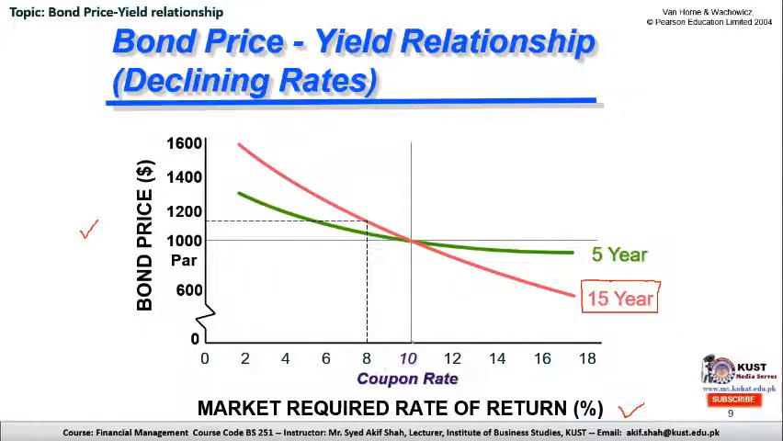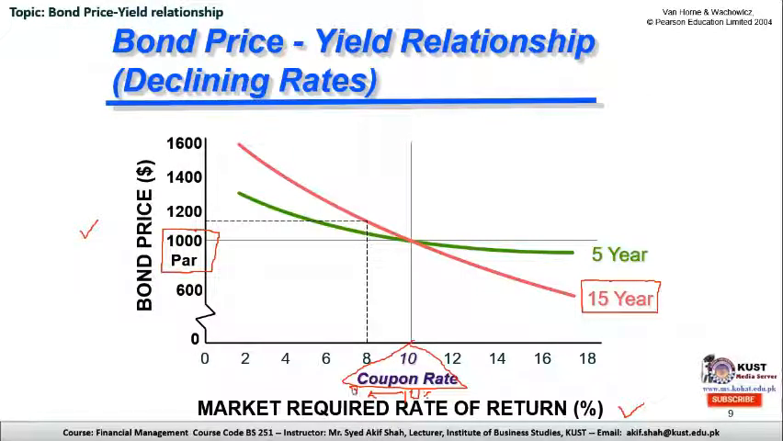As mentioned, this 10% coupon paying bond previously had a 10% market required rate of return, and it was paying the same coupon rate of 10%, so the price of this bond will be face value or par value, which is $1,000. However, if the market required rate of return falls from 10 to 8%, what kind of impact will this change have on the bond price? That is the case under discussion.